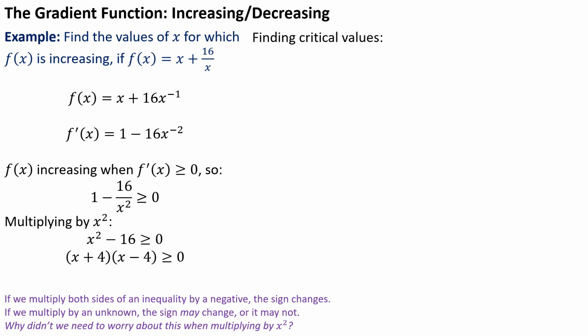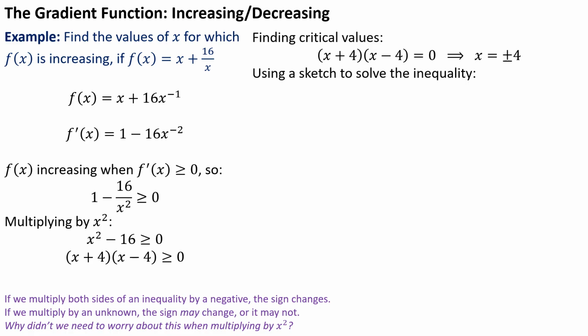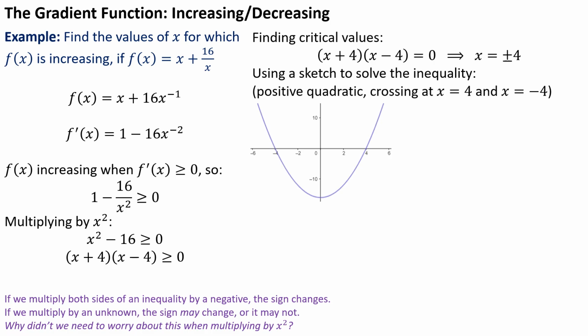Next thing we're going to do is find the critical values. We do that by thinking about when the quadratic is equal to 0, and we get x equals plus or minus 4. We use a sketch then to solve the inequality. So look back at the quadratic inequality and you'll see it's a positive quadratic and it crosses at 4 and at minus 4. So we'll do a quick sketch. It'll look something like this, and you can easily identify from your quick sketch the values of x for which that quadratic is greater than or equal to 0.